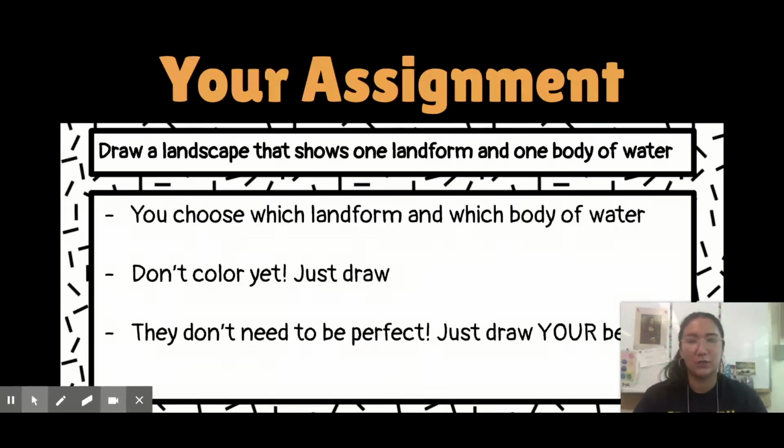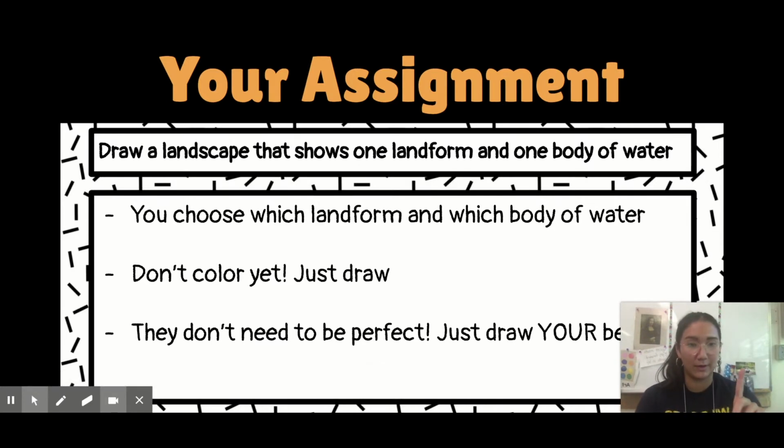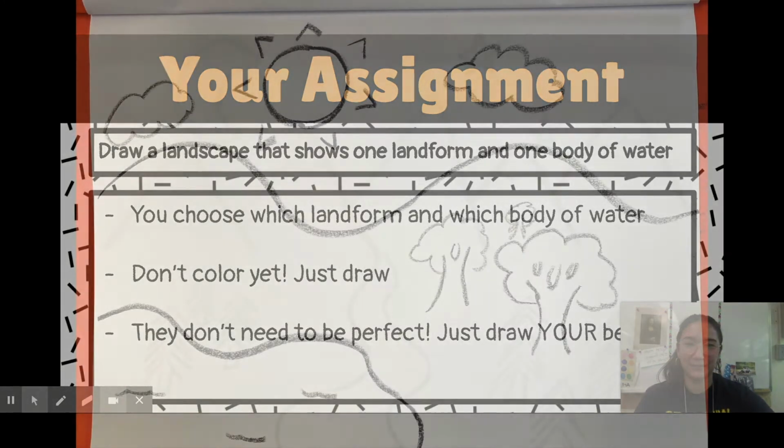So what we are going to be doing this week is you are going to draw a landscape that shows one landform and one body of water. Okay, you can choose which landform and which body of water. You don't have to do all three landforms. You don't have to do all three bodies of water, but you can choose which one of each you do to combine into a landscape. And this week we are not coloring yet. We're just drawing. We'll do the coloring next week. And the last thing is that they don't need to be perfect. Just draw your best and have fun.